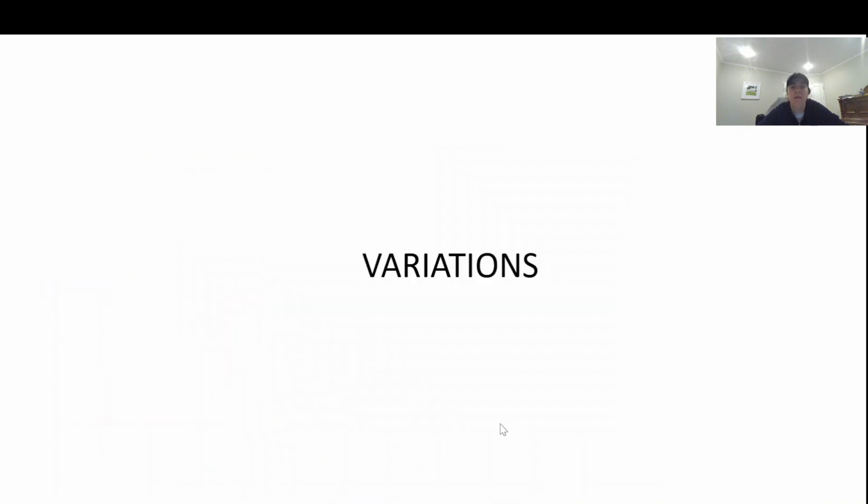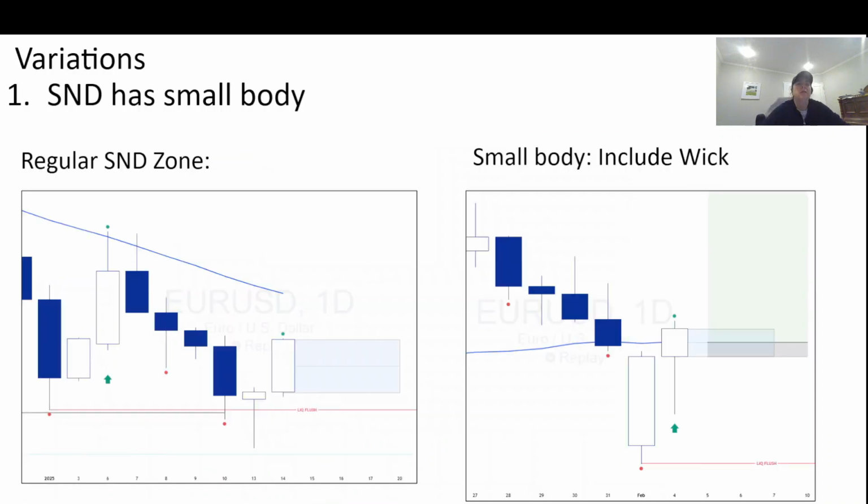Okay, now the variations. If your S&D is a small body, so this is a regular one, the one we just looked at. It's a decent sized body. Okay, this is another S&D. So here's our red dot, green dot. But notice that this green dot, the body is less than 50%. It's just inviting a lot of area here where we think price is very likely to break below the body here.